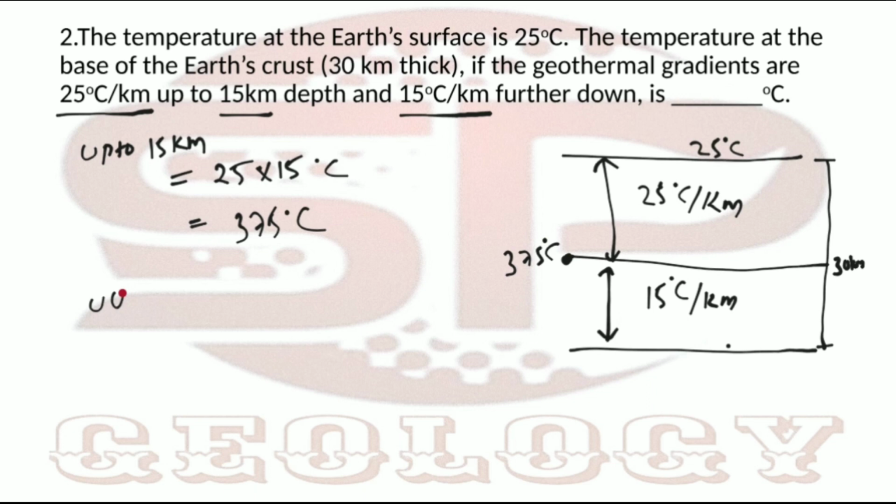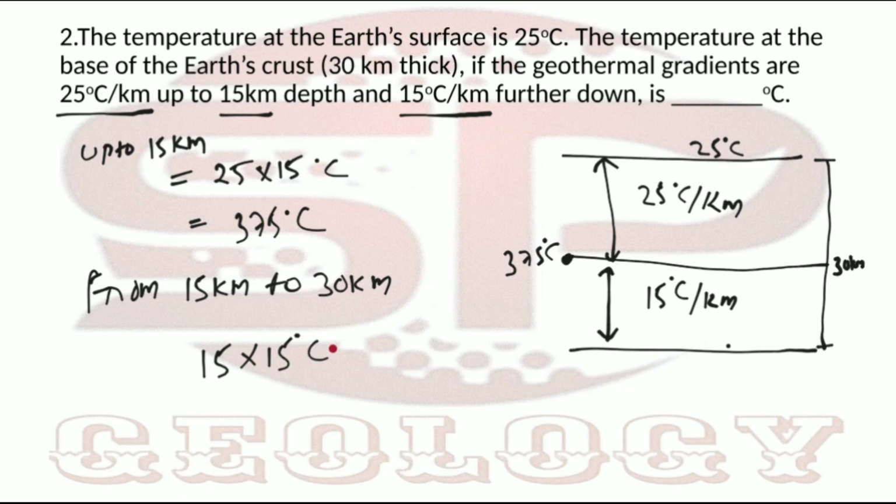Then again from 15 kilometer to 30 kilometer depth, that is 15 and 15 into 15 degrees centigrade will be 225 degree centigrade. So at surface it was 25, then up to this much depth temperature was 375, then for this depth it increased by 225.